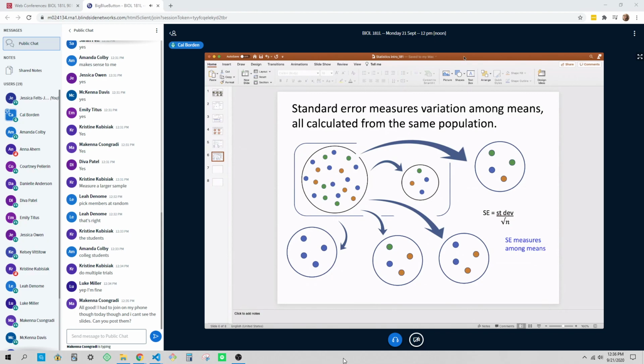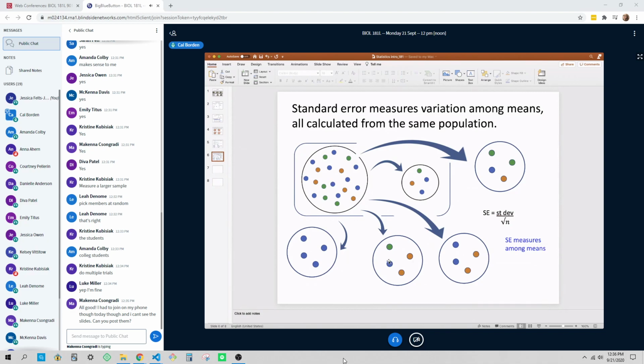Now, this is tricky, right? Standard deviation is a single sample. It is the measure of the spread in a single sample. Okay? Standard error measures the variation among the means. Where did the means come from? The means come from the different samples that you took.